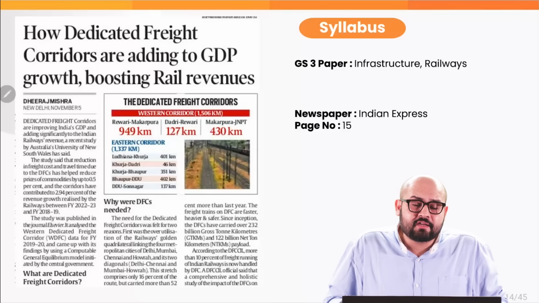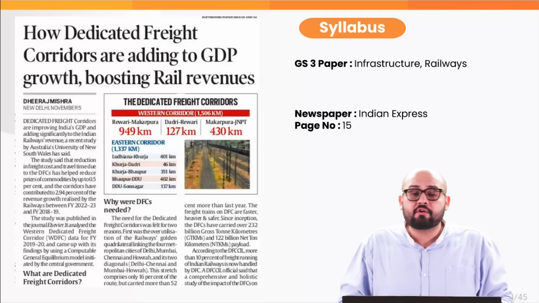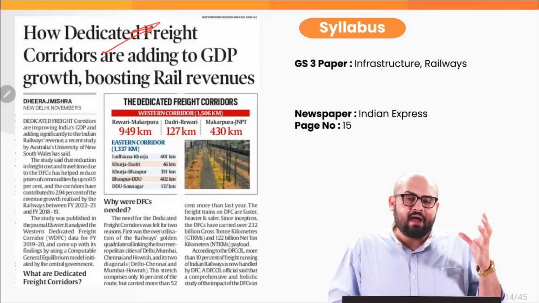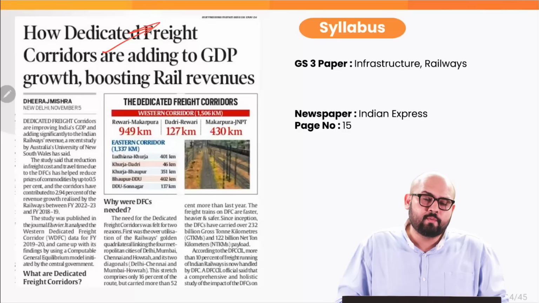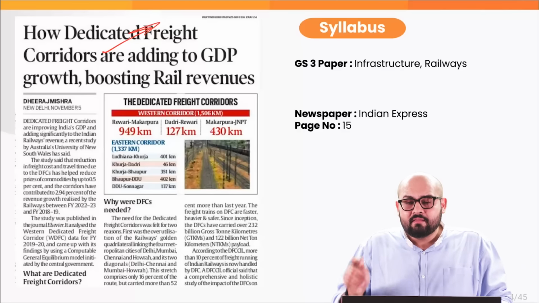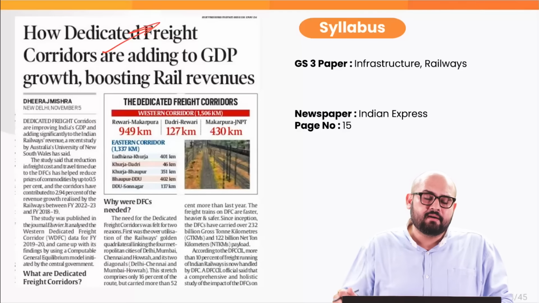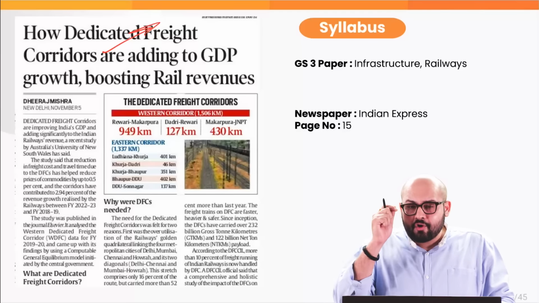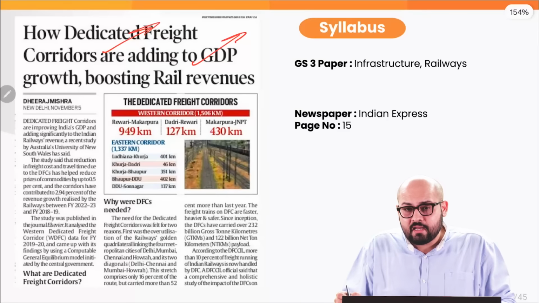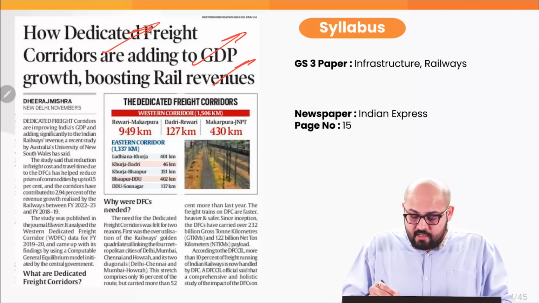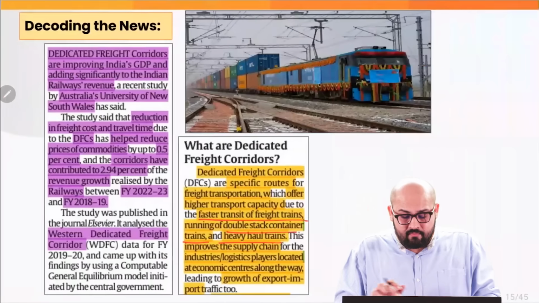So coming to the simplified section, we have got the first article which talks about the importance of dedicated freight corridors. Now, we have had a research done by the New South Wales University in Australia. That study highlighted how this DFC, dedicated freight corridor, is contributing to the overall GDP of the country and how it is boosting the overall rail revenues. Now, this is a part of infrastructure and railways.